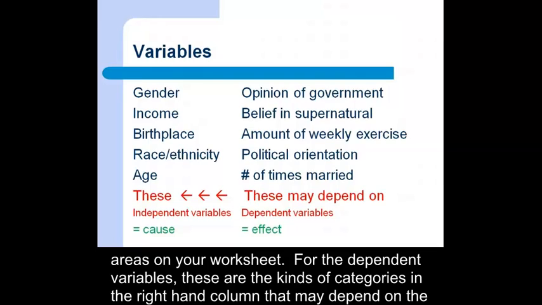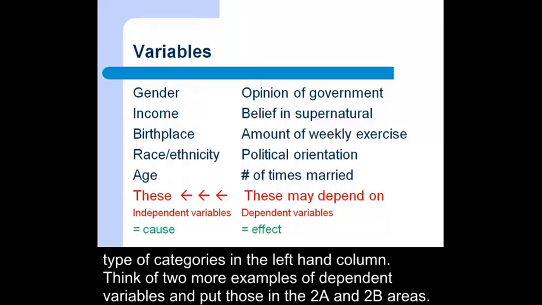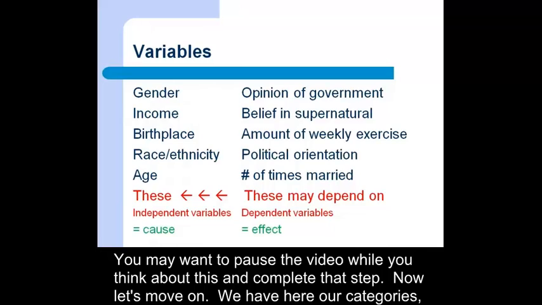For the dependent variables, these are the kinds of categories in the right-hand column that may depend on the type of categories in the left-hand column. Think of two more examples of dependent variables and put those in the 2A and 2B areas. You may want to pause the video while you think about this and complete that step.